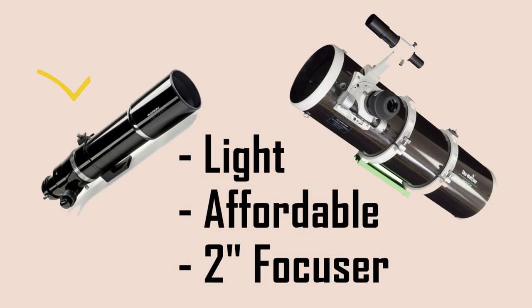So we're looking at ED doublet refractors and F5 classic Newtonians, and they need to be light, affordable, and have at least a 2-inch focuser capable of reaching focus with a camera.